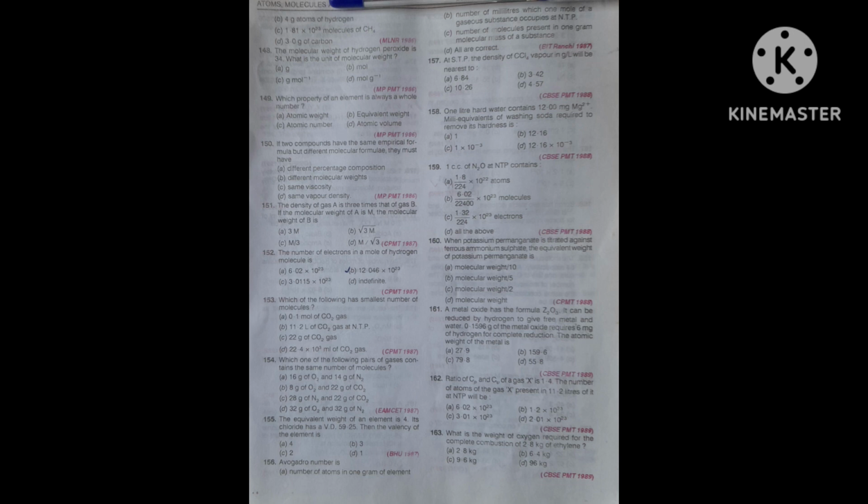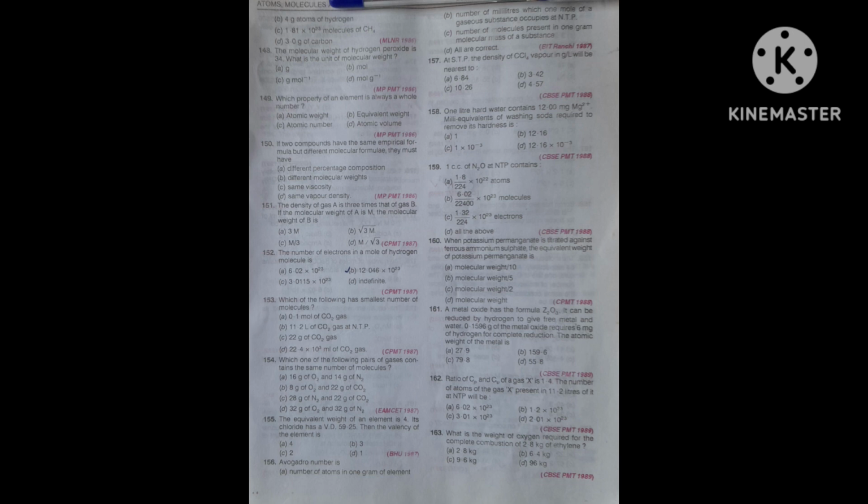Then 11.2 liter at NTP means what? Half will be there, Avogadro number divided by 2. Correct? 22.4 liter is equal to 1 mole, equal to Avogadro number. Then, according to the question, 11.2 liter, how many molecules will be there? Avogadro number divided by 2.